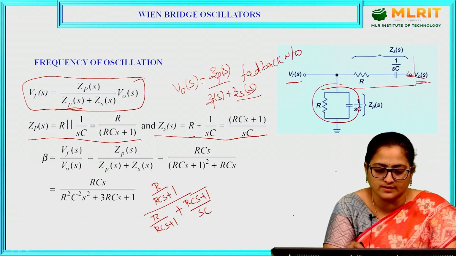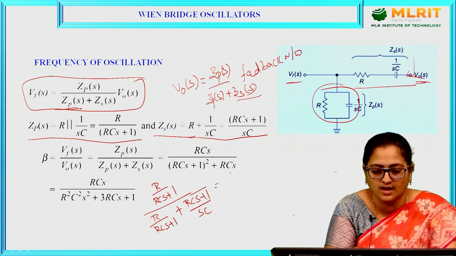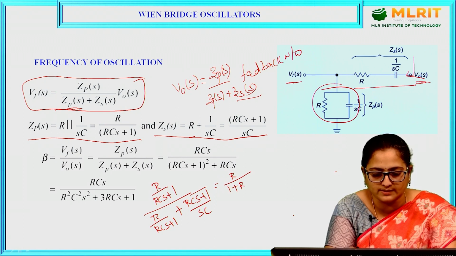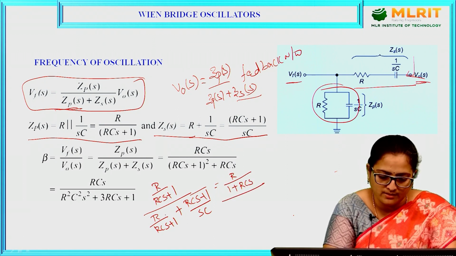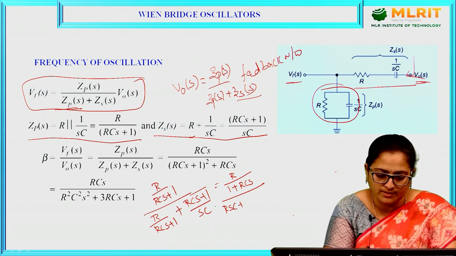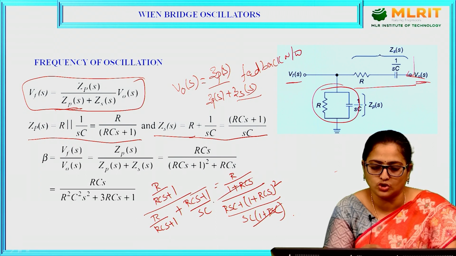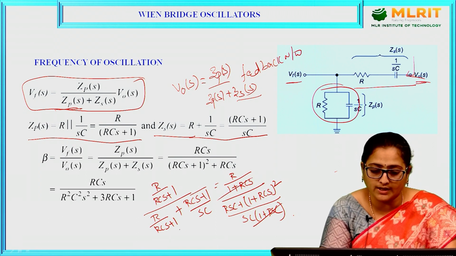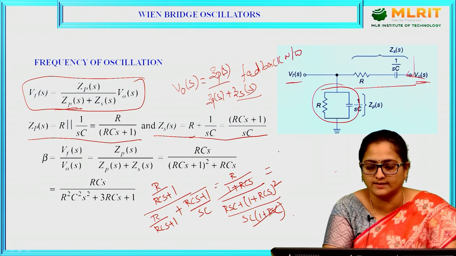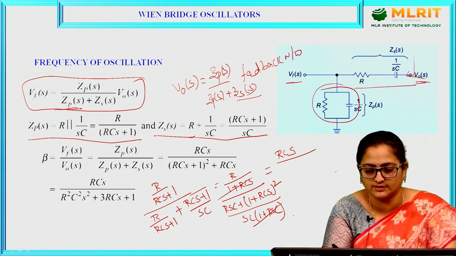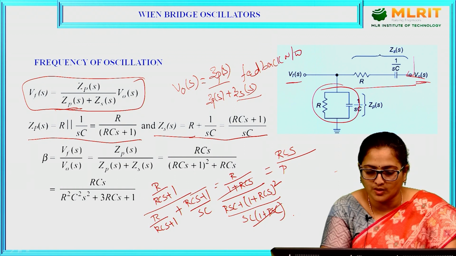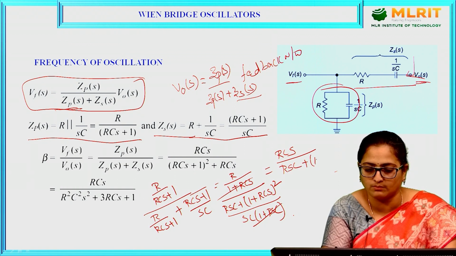If you can solve this, you can write this equation as R divided by 1 plus RCS divided by RSC plus 1 plus RCS whole square divided by SC into 1 plus RSC, where the denominator 1 plus RSC gets cancelled out, and you can rewrite this expression as RCS divided by RSC plus 1 plus RCS whole square.